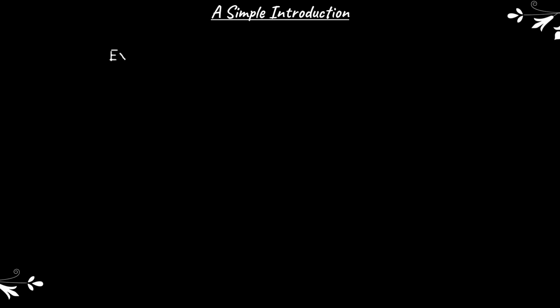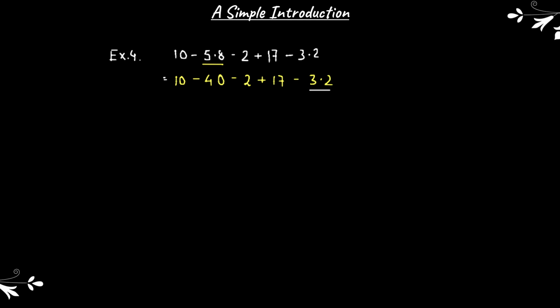The next problem, we have 10 minus 5 times 8 minus 2 plus 17 minus 3 times 2. So we read from left to right. We're going to perform multiplication. So we have 10 minus 5 times 8 is 40 minus 2 plus 17 minus 3 times 2. We're going to again rewrite it. As we read from left to right, we perform the multiplication. So we multiply the last term, which is 3 times 2 is simply 6.